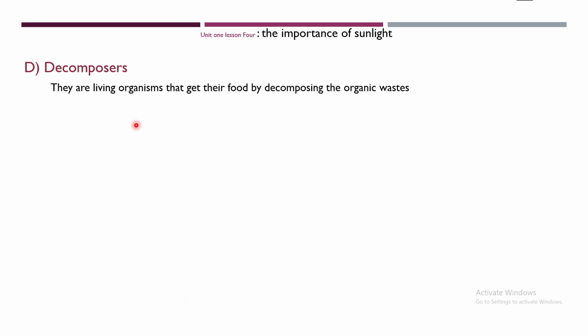The decomposers are the living organisms that get their food by decomposing the organic wastes, but not only the organic waste, they also feed on the dead bodies, the plant remains, and the decayed food. So the decomposers get rid of the dead bodies, and without them the planet would be filled with the dead bodies from the animals, even from the humans.